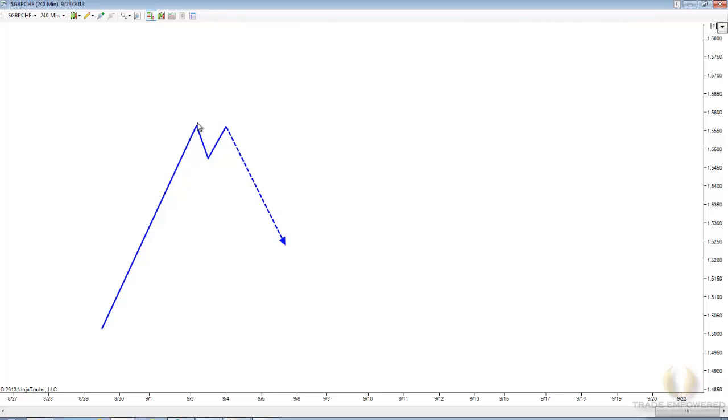We have one top right here. The market retraces a little bit. We put in another test. That test refuses to break and close above this initial structure level, and we roll down.